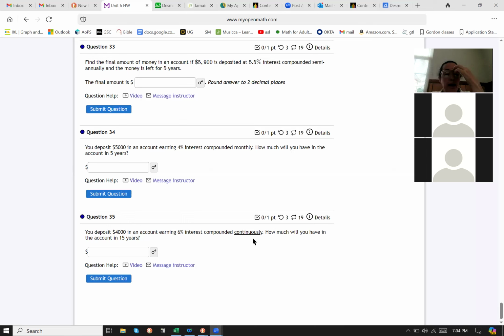So if you look at your formulas, the future amount for continuous compounding is the PERT formula. The future amount is principal times e to the RT power. So your future amount equals the principal times the number e raised to the RT power. So let's go ahead and put this into Desmos, but I'm going to jot down the numbers before I go over there.